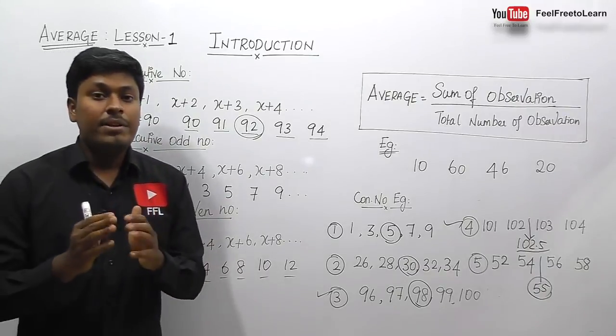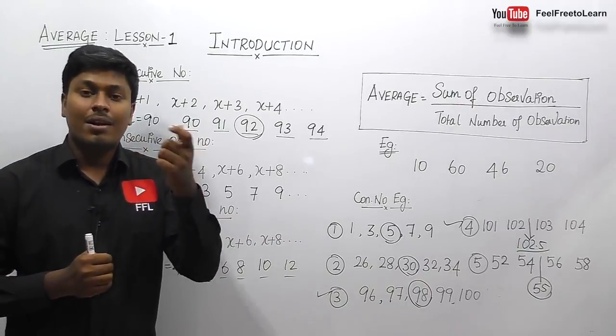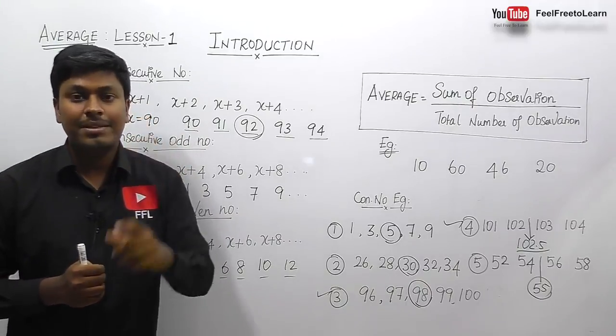So friends, remember only one simple concept: if it is consecutive numbers, consecutive odd numbers or consecutive even numbers, the center number will be its average, right?